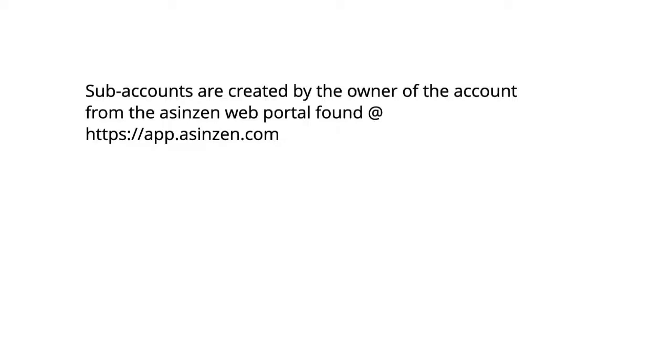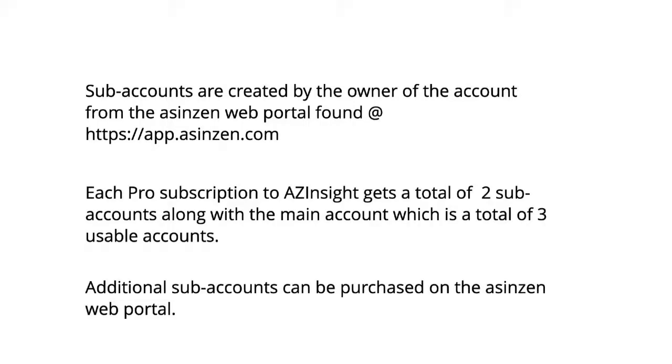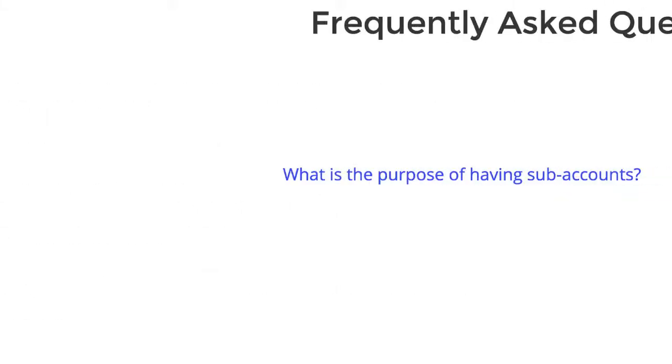Sub-accounts are created by the owner of the account from the AZInsight web portal found at https://app.azinsight.com. Each pro subscription to AZInsight gets a total of 2 sub-accounts along with the main account, which is a total of 3 usable accounts. Additional sub-accounts can be purchased on the AZInsight web portal.